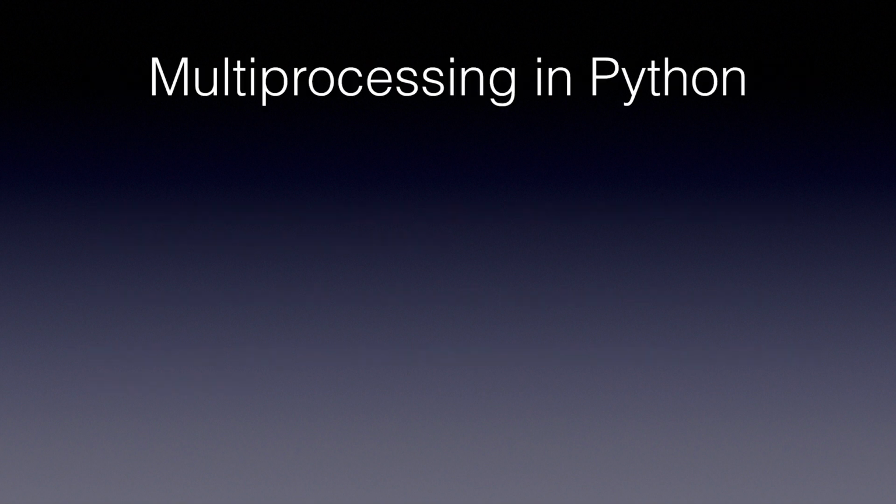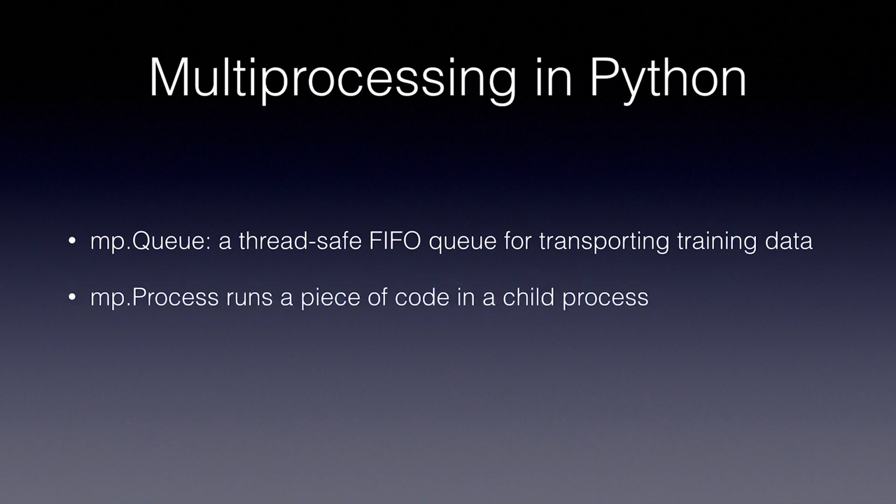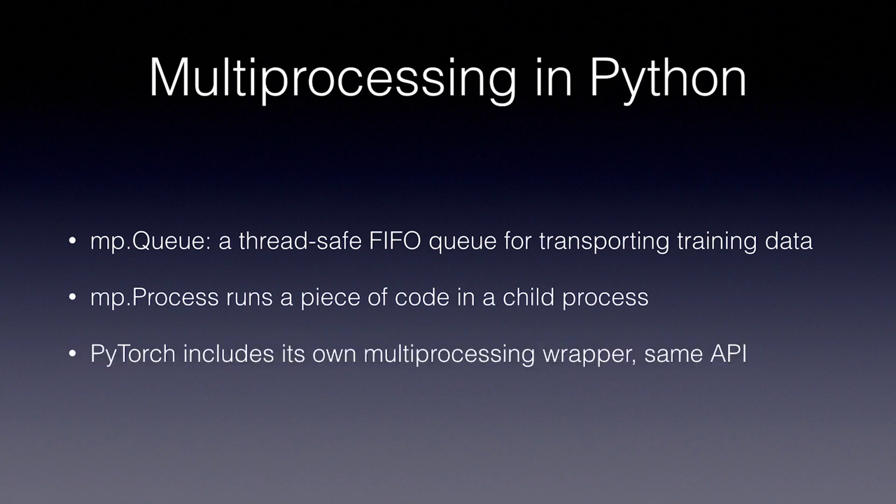mp.Queue is a thread-safe FIFO, first-in, first-out queue for transporting training data to the network. mp.Process runs a piece of code in a child process with methods to control it from the main process. PyTorch includes its own multiprocessing wrapper, torch.multiprocessing, which properly handles tensors and shared memory across both the CPU and GPU. And the API is exactly the same as Python's multiprocessing API.